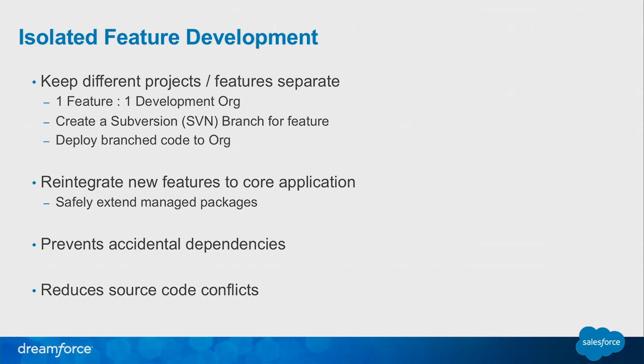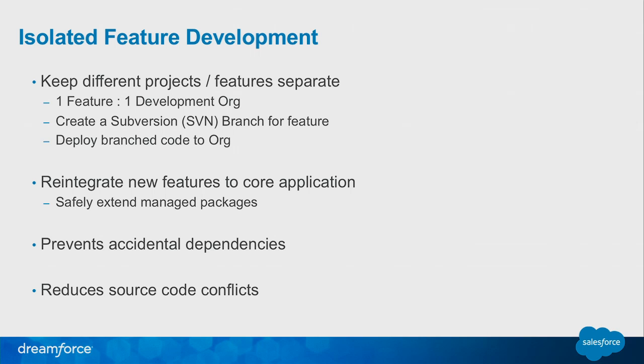So by doing this, we can avoid having any problems in our packaging org, because we're doing them in dev orgs that are separate. And it's only when we're finished a feature, or when we're ready to bring it back into the managed package, that we do the merge. So basically, our managed package remains safe and secure. We're not damaging it while we're developing new features.